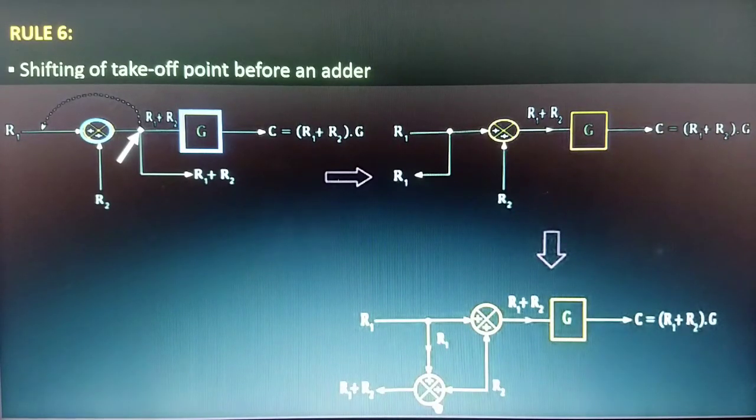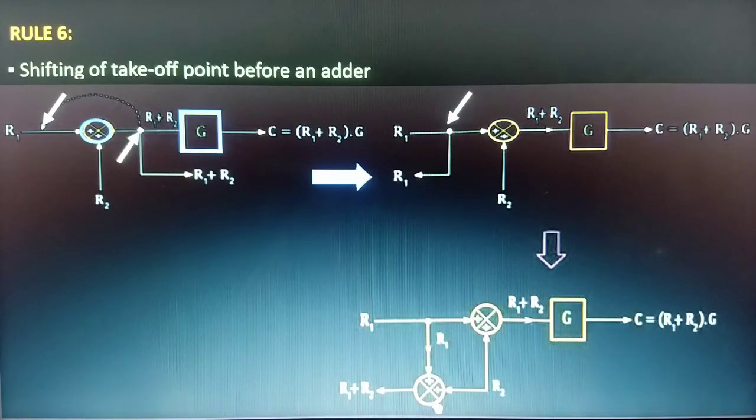But we are interested in the output of this takeoff point. The output of this takeoff point is R1 plus R2. Now, if you want to shift this takeoff point before this adder, then how can we do it? Let's check this out. If you want to shift this takeoff point before this adder without any change, let's see what happens with the output of this takeoff point. Consider this block diagram representation one more time. We have shifted this takeoff point before the adder. Now, what is the output of this takeoff point? Yes, it is equal to R1.